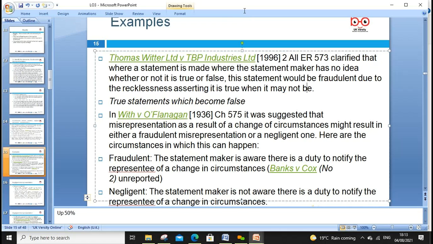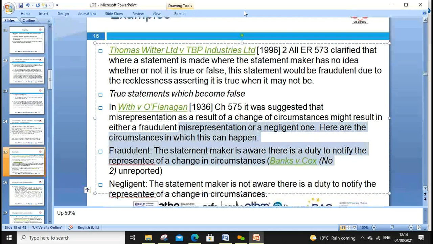It is clarified in this case that where a person makes a statement with no idea whether it is true or false, it is fraudulent due to the lack of rigorous assessment of truth. There can be a true statement which becomes false, and this is the case that happened back in 1936. There was a negligence, not being careful; duty of care is what it is all about.